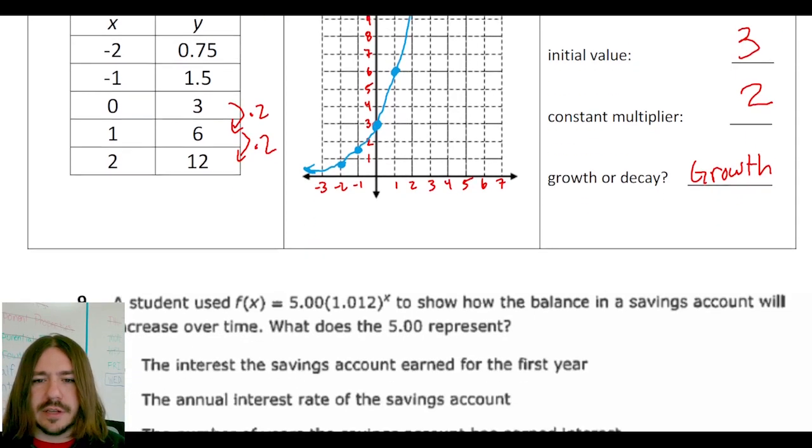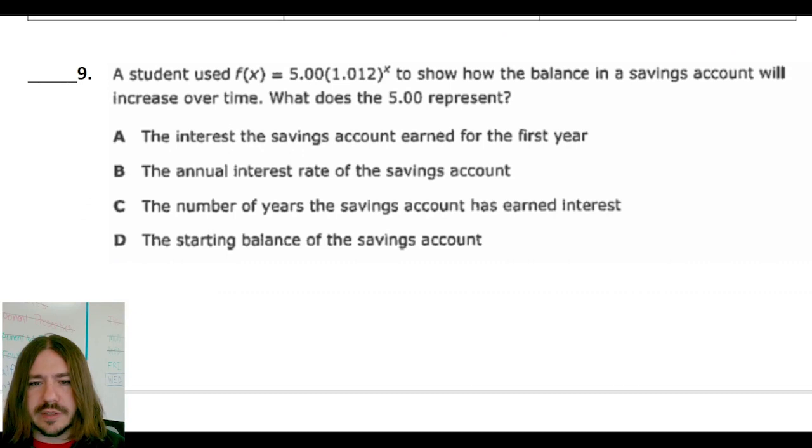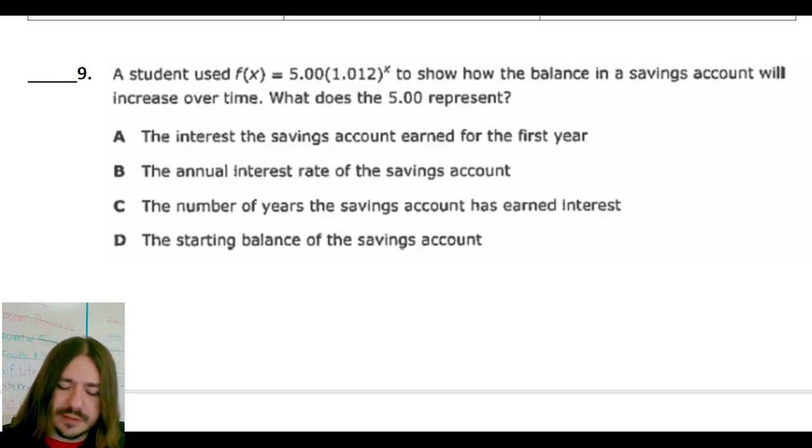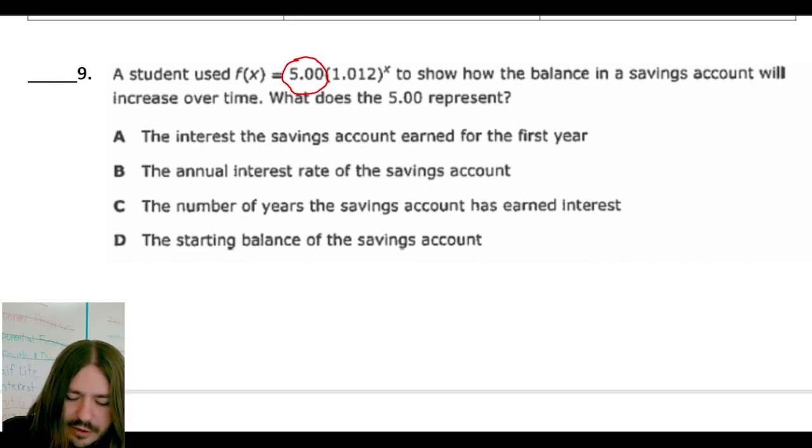All right, let's look at number 9. We've got a multiple choice item here. It says a student used f of x equals 5 times 1.012 to the power of x to show how the balance in a savings account will increase over time. What does the 5 represent? So that's our initial amount. That's our y-intercept. So that's going to be our a value, the initial value.